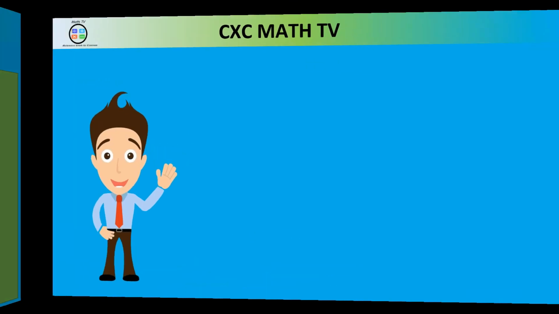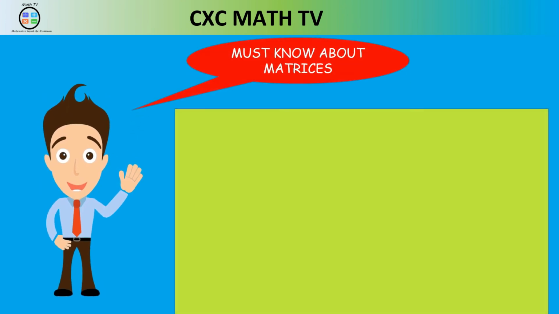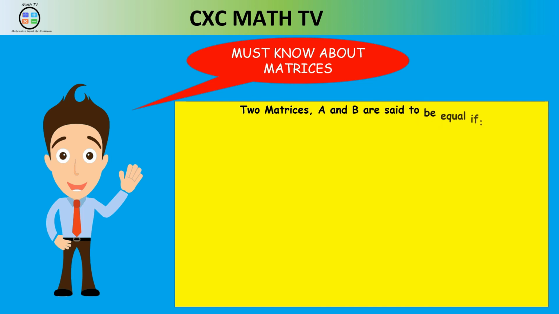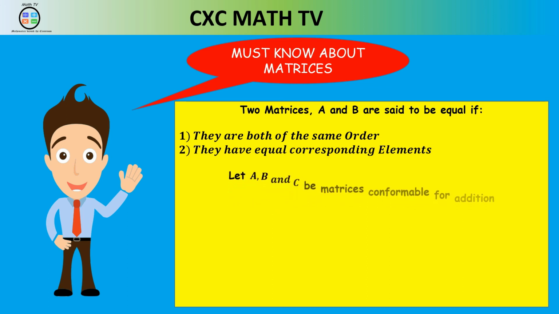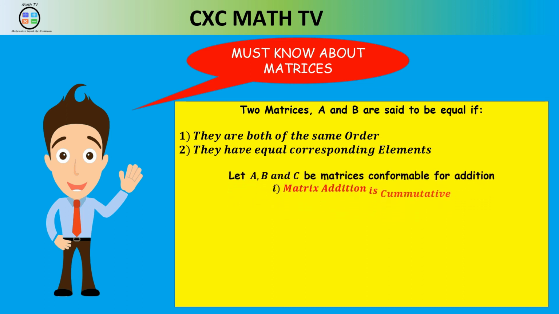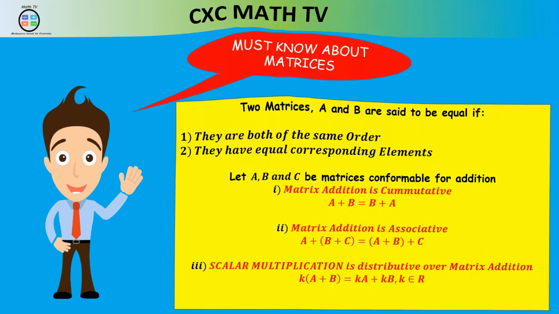And so that's it. What you should take away from this video is that whenever two matrices are said to be equal, they must be of the same order. And then that means they have equal corresponding elements. We need to remember that matrix addition is commutative, matrix addition is associative, and scalar multiplication is distributive over matrix addition. And so that's it for today.